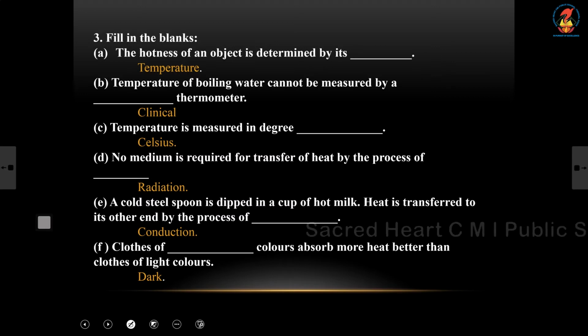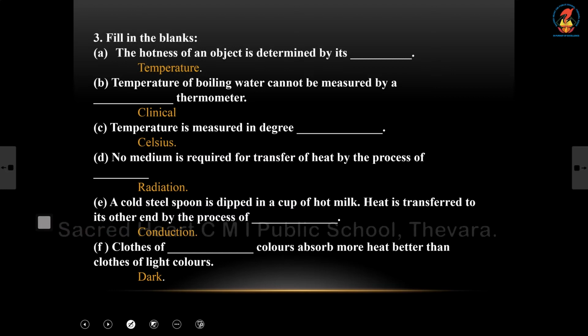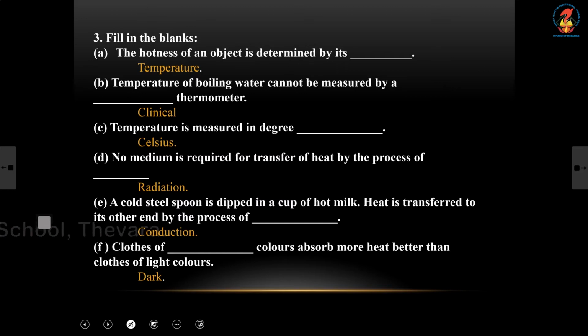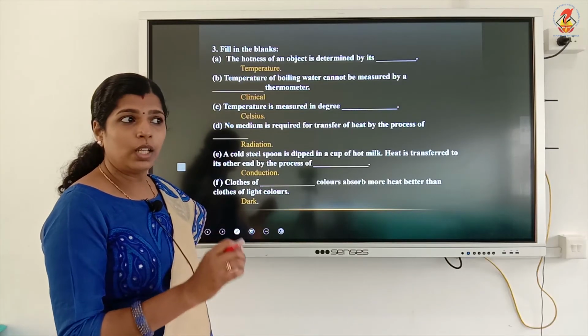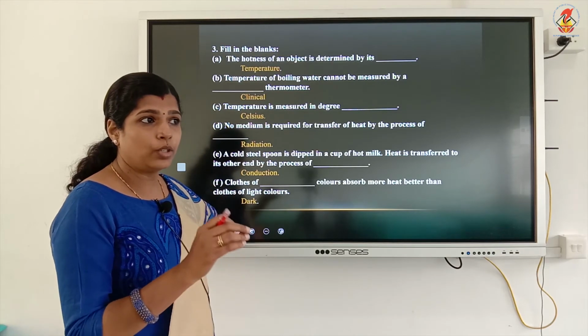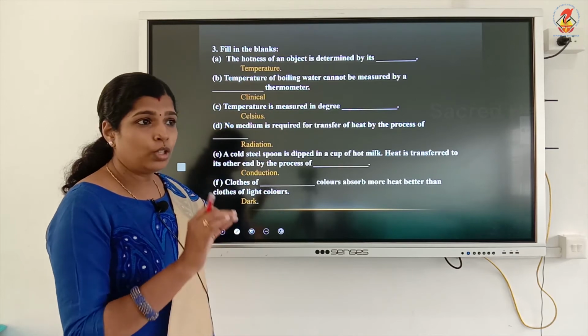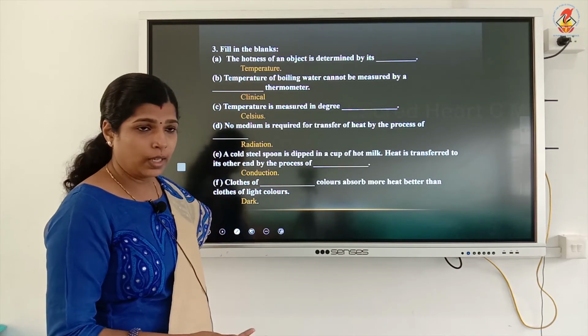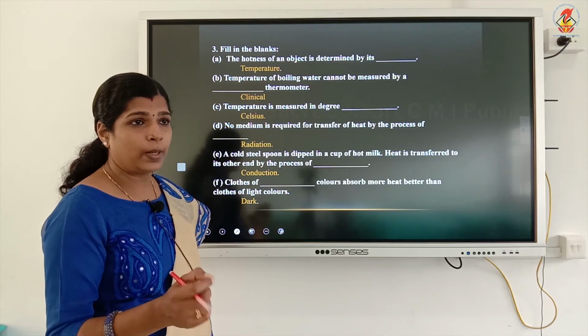No medium is required for transfer of heat by the process of radiation. If a medium is there, then also transfer of heat will take place. If no medium is there, then transfer of heat is by radiation. Conduction in solids. In solids, heat transfer is due to conduction. In liquids and gases, heat transfer is due to convection. So if medium is there or if no medium is there, then heat transfer will take place by the process of radiation.